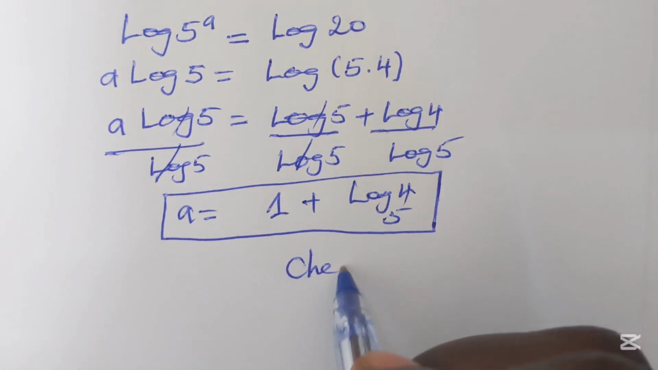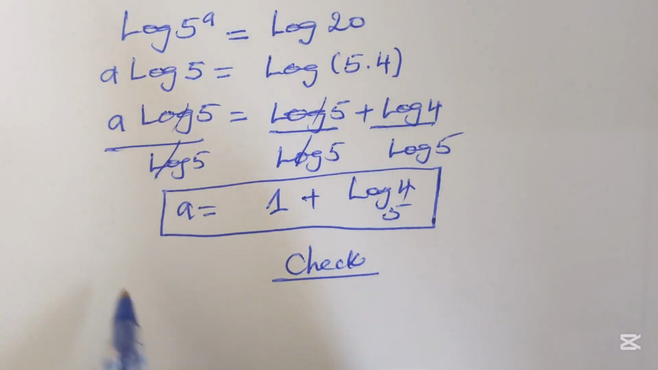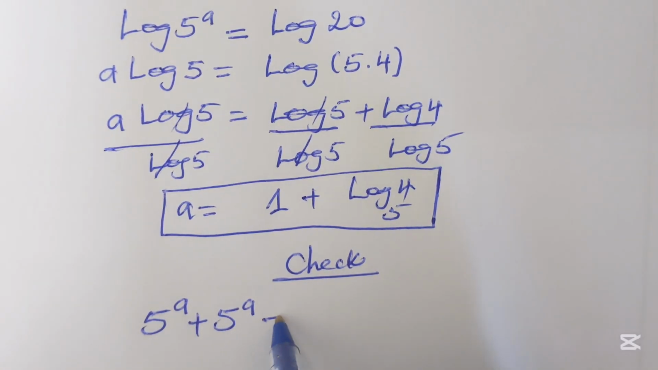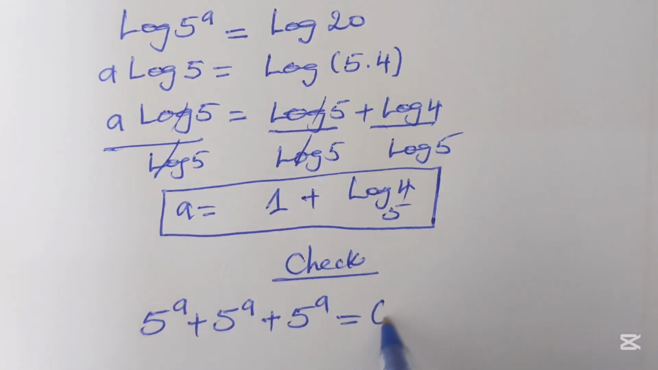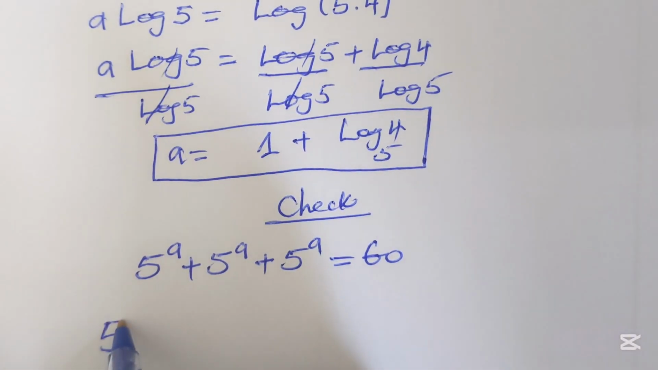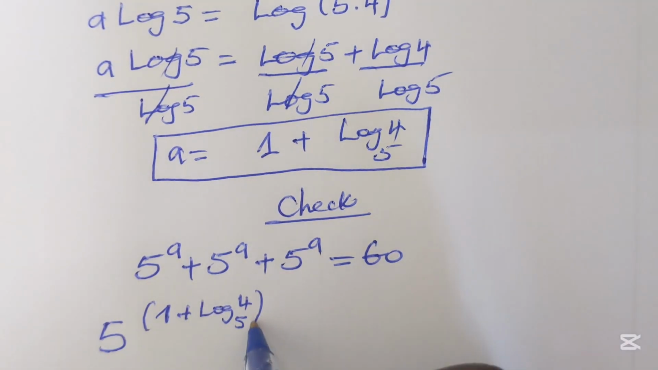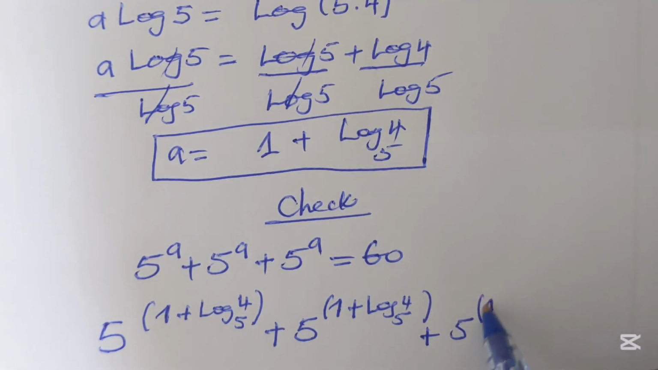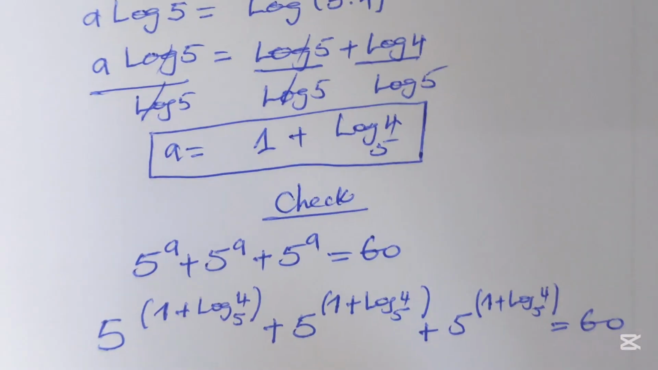But here we have to check if our answer is correct. We have given 5 to the power a plus 5 to the power a plus 5 to the power a equals 60. Then here we shall get 5^(1 + log of 4 to the base 5) plus 5^(1 + log of 4 to the base 5) plus 5^(1 + log of 4 to the base 5) equals 60.